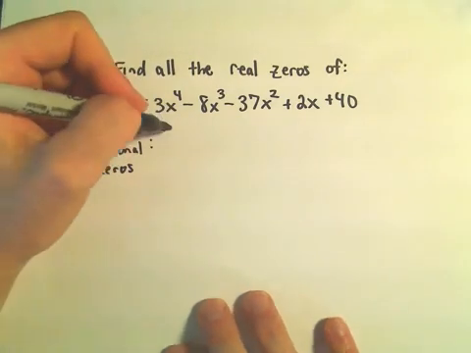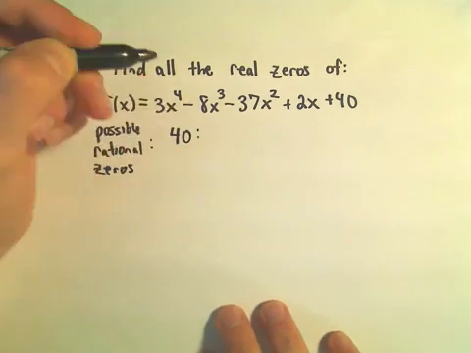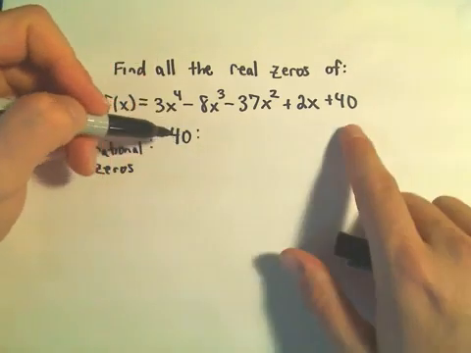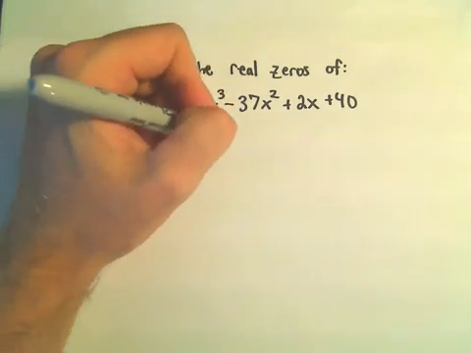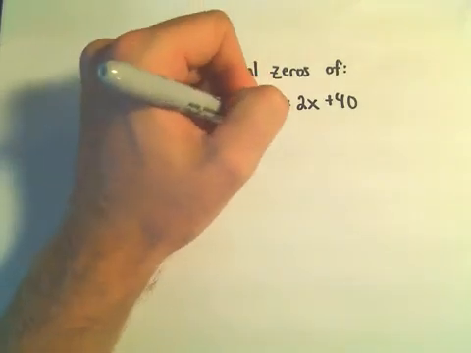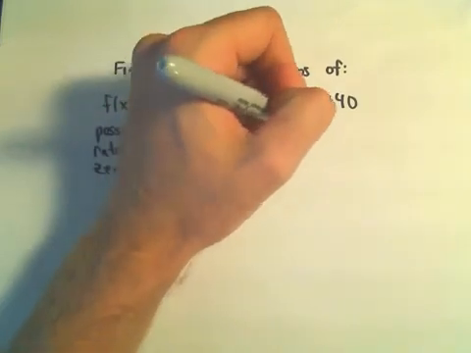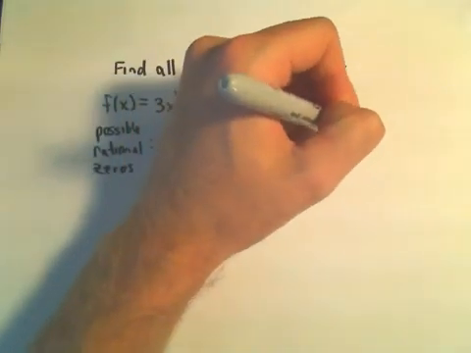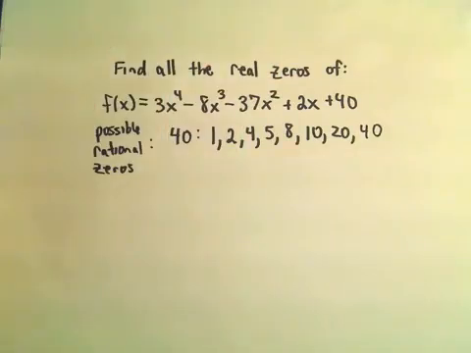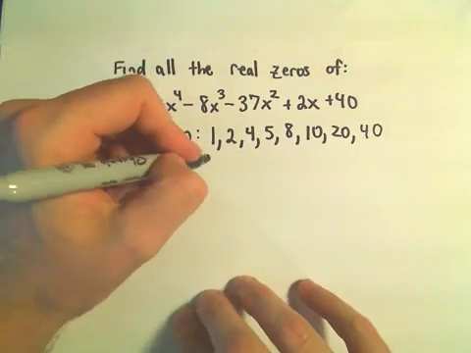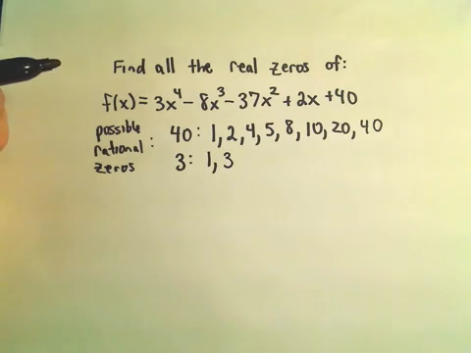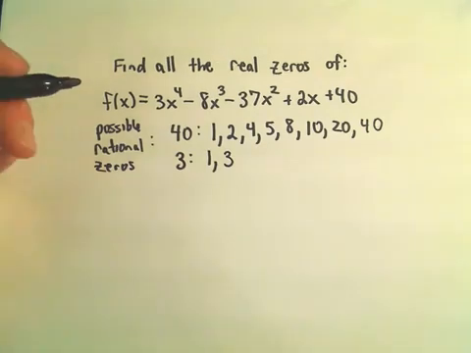To find the possible rational zeros, we look at all the factors of our constant of 40. 40's got quite a few factors: 1, 2, 4, 5, 8, 10, 20, and 40. Those are all factors of 40. Then we look at factors of the leading coefficient, which is 3. So the factors there would just be 1 and 3.